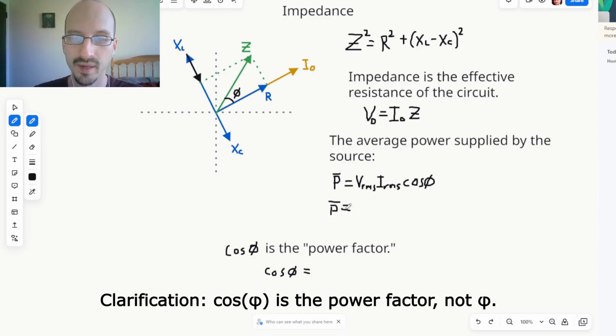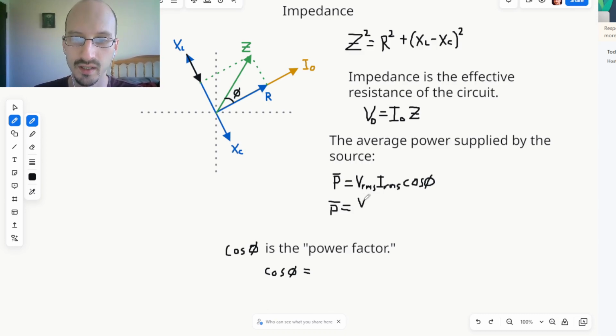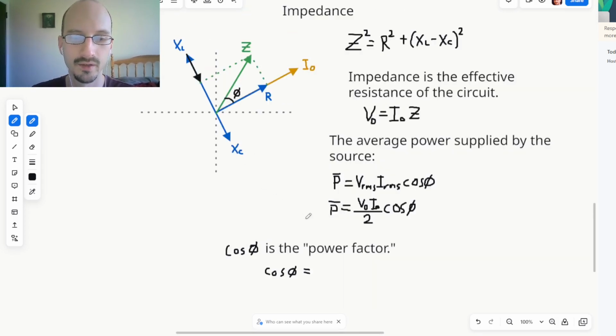Another way of writing the power, which you might see in a textbook, is maximum voltage times maximum current over 2, which is 1 over square root 2 for both RMS voltage and current, times the power factor, cosine φ. It's very important to remember that power factor is not a measure of power. It is a number that you multiply by the general equation for power in an AC circuit to get the actual power.